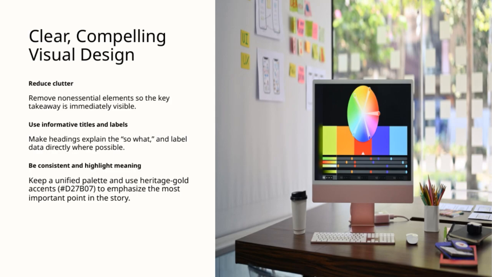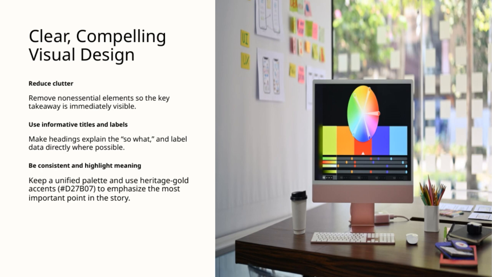Notice how using heritage gold accents, specifically the color D27B07, draws attention to our key points. This color acts as a visual cue, emphasizing what truly matters in our narrative. It's crucial to be consistent and highlight meaning through these accents, making sure our most important messages stand out.